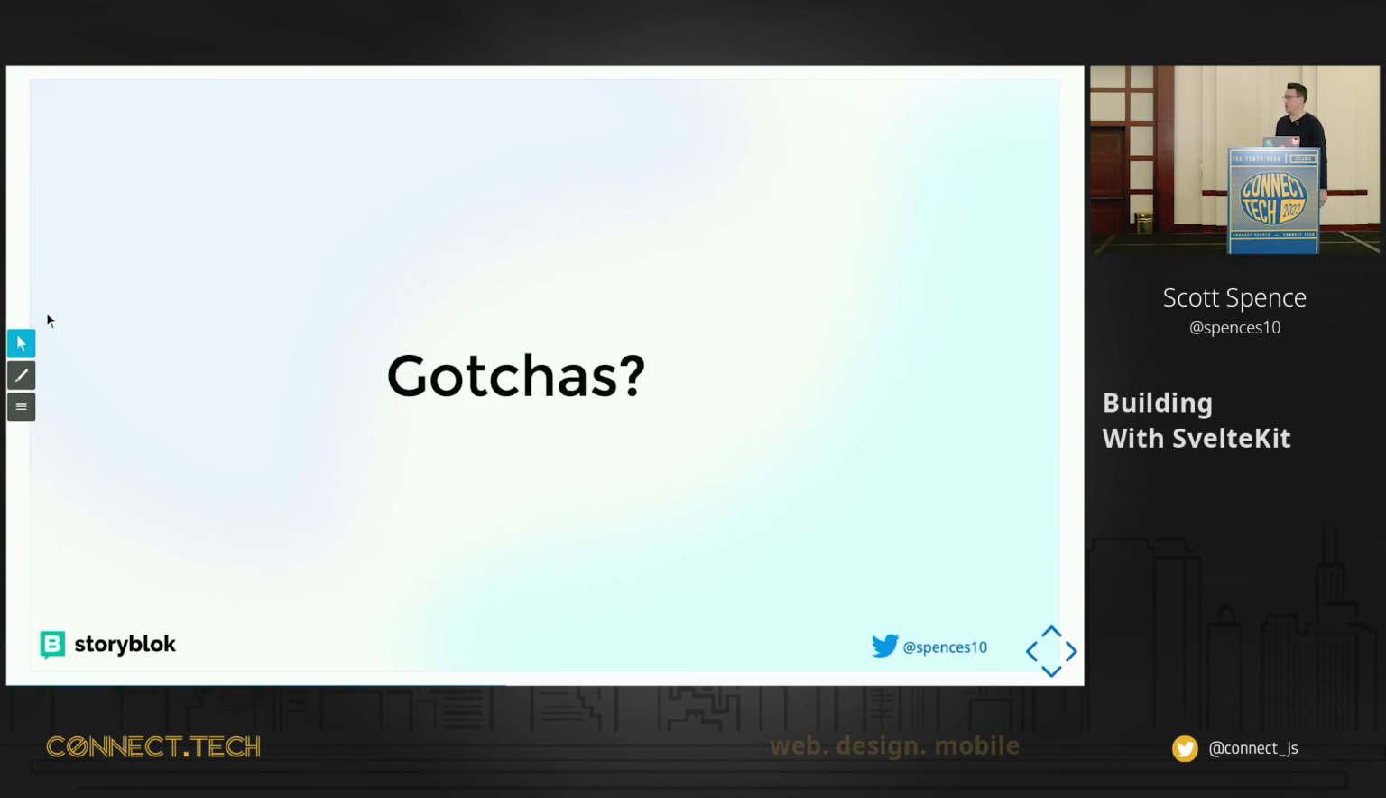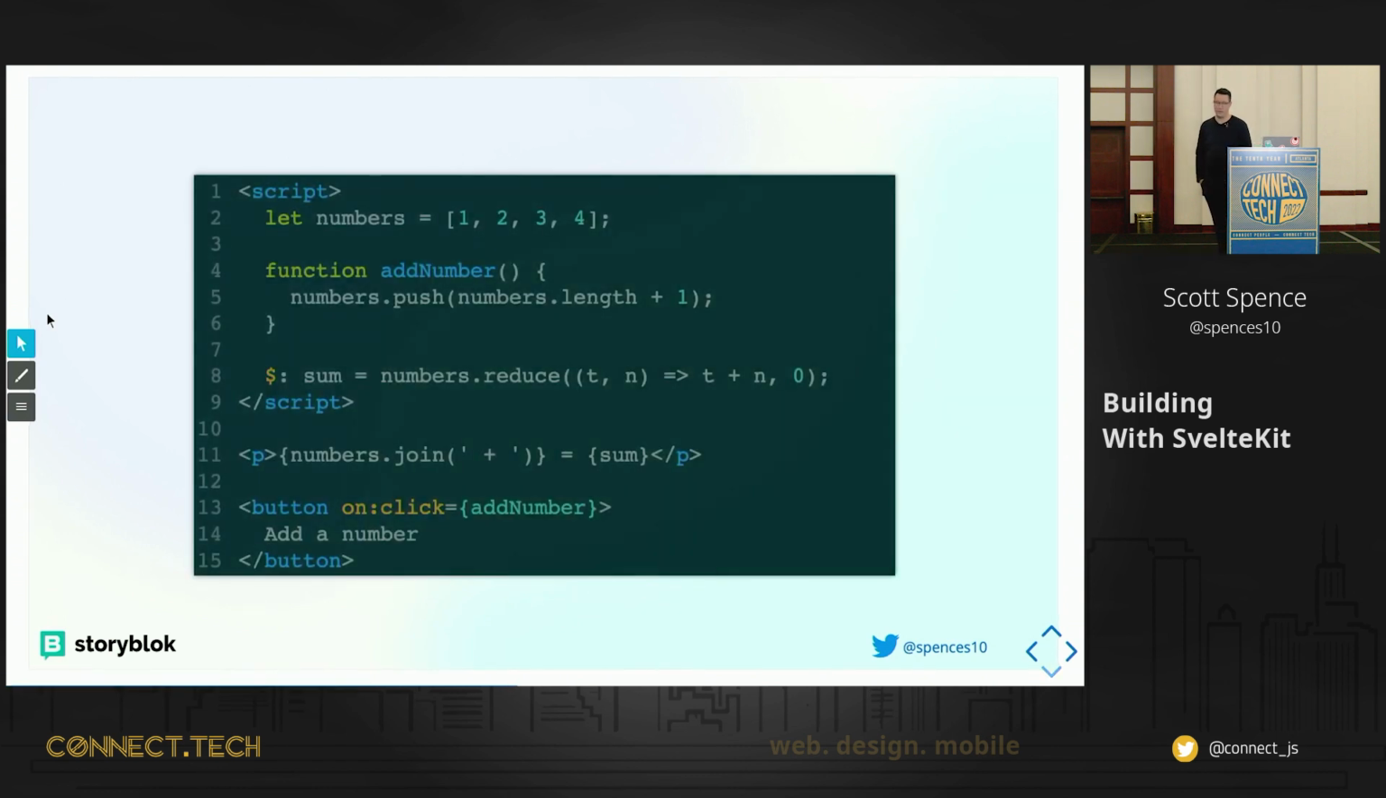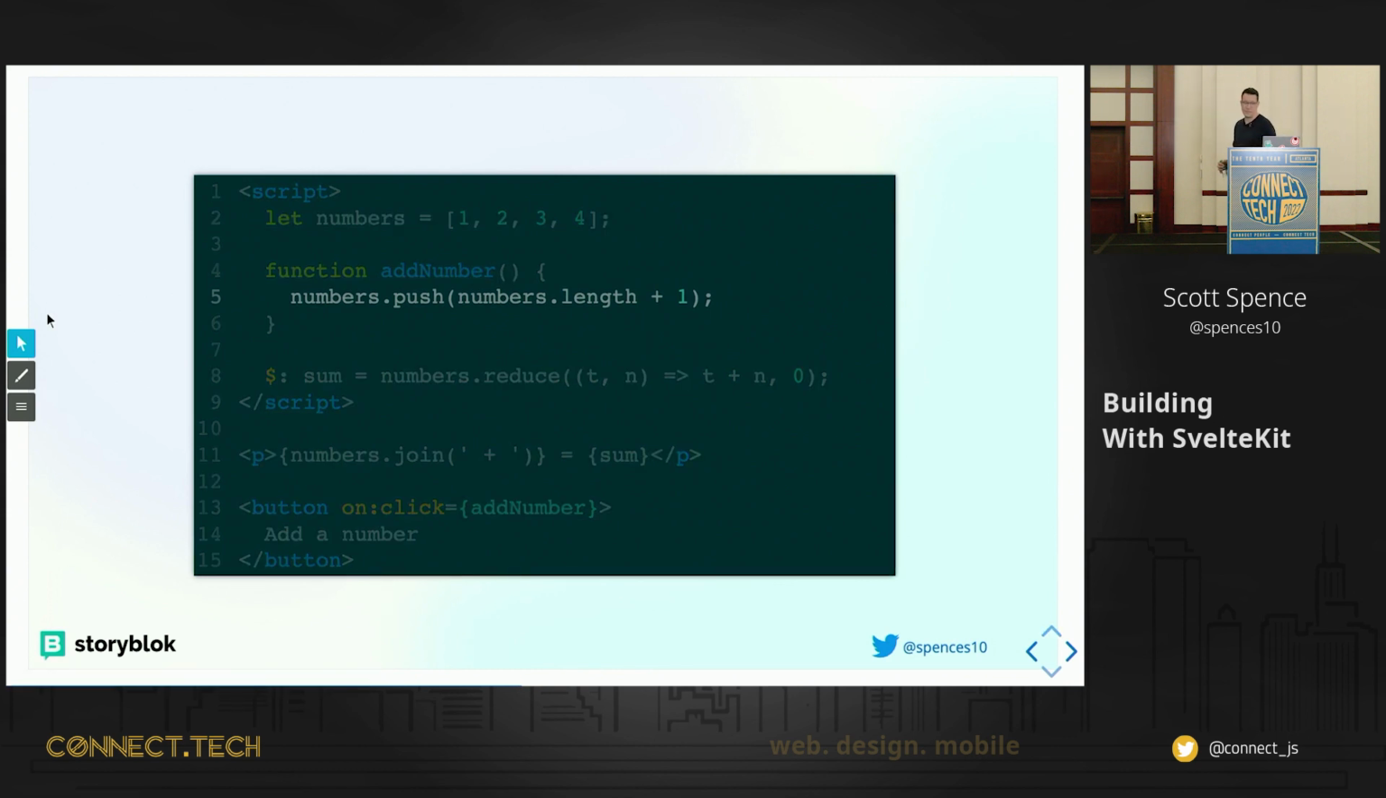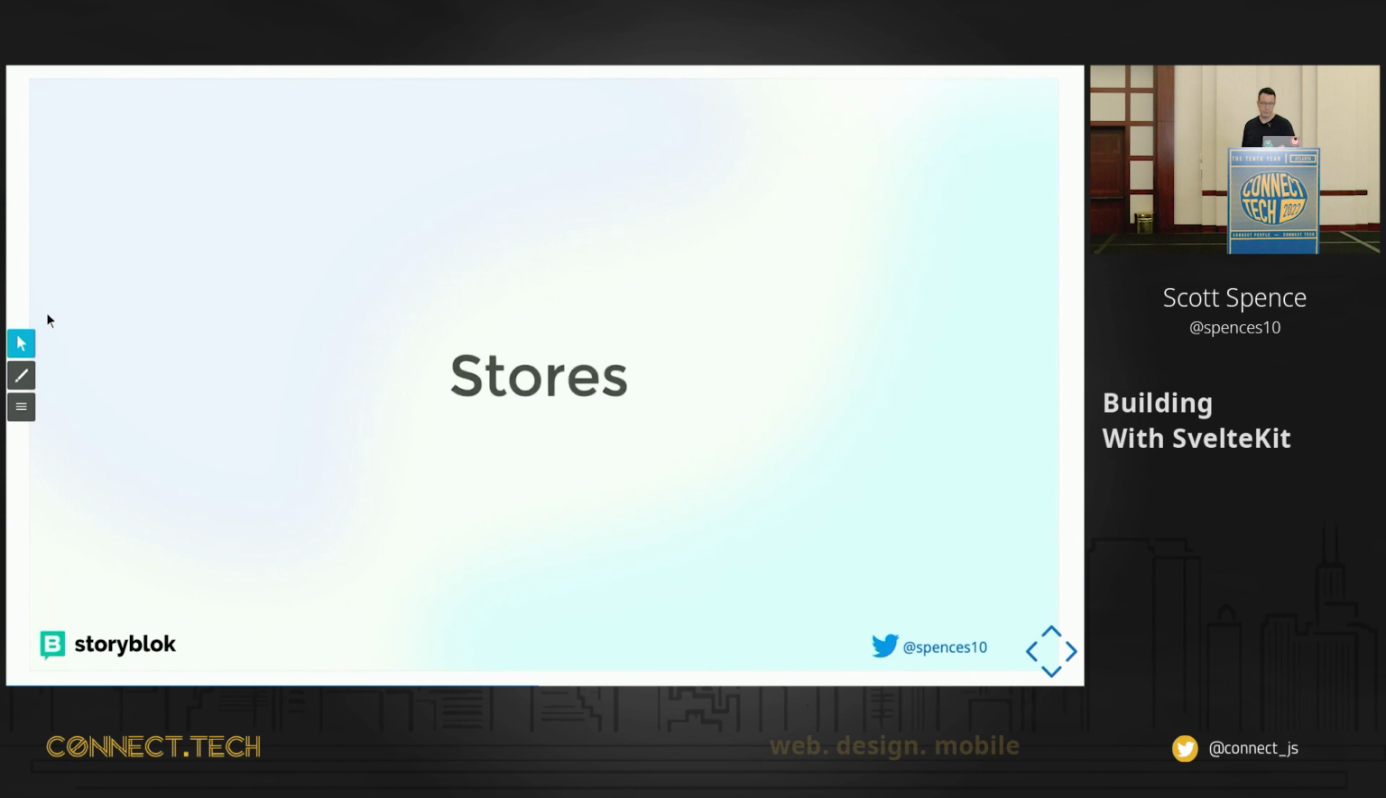So are there gotchas with using reactivity in Svelte? And you betcha there are some, because it works on assignment. Methods that mutate arrays or objects will not trigger updates themselves. So for this, we change push and we just assign numbers back to itself and just spread it in there with the ES6 spread operator. And that works great.